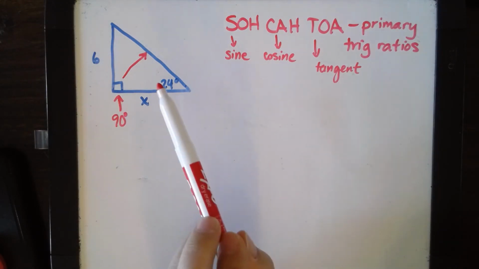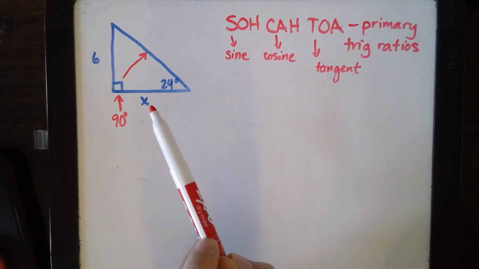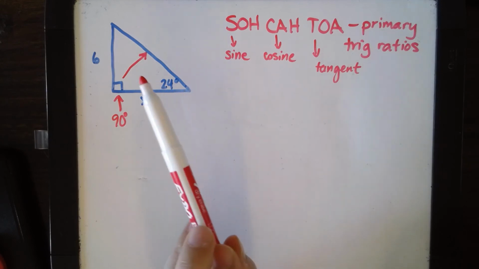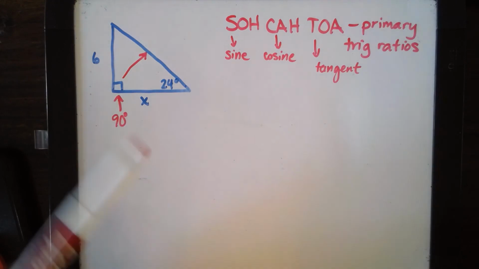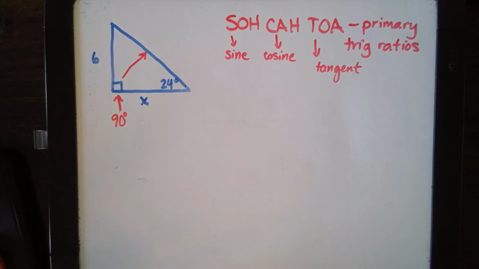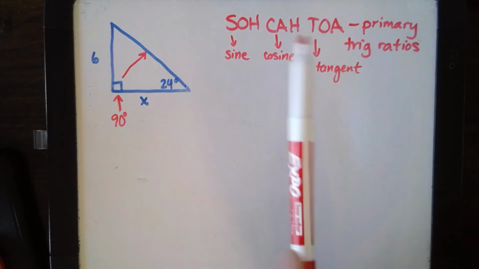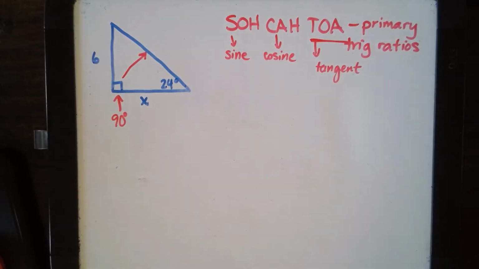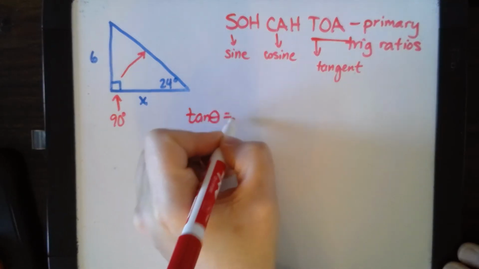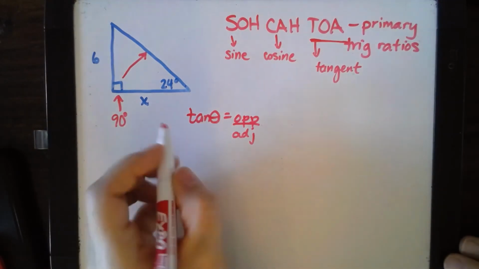Because we're given this angle here, and we're looking for this side length, x is adjacent to the angle that we're given. It's the one that's next to it, right? And 6 is the opposite. It's opposite the 24 degrees. So when we think about SOHCAHTOA, when we're dealing with adjacents and opposites, oh, look at that, we use tan. In grade 10, what I would have had you do is set up tan theta equals opposite over adjacent.